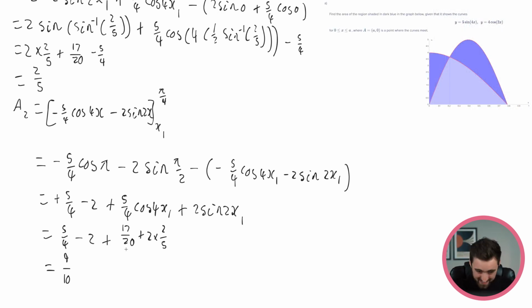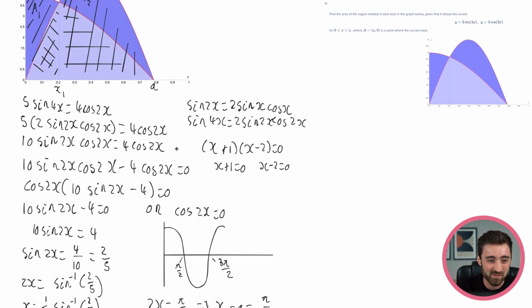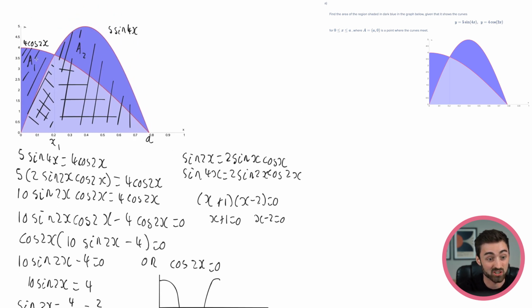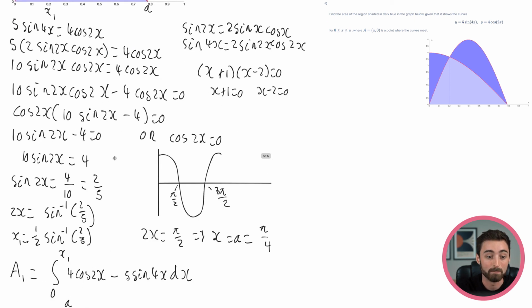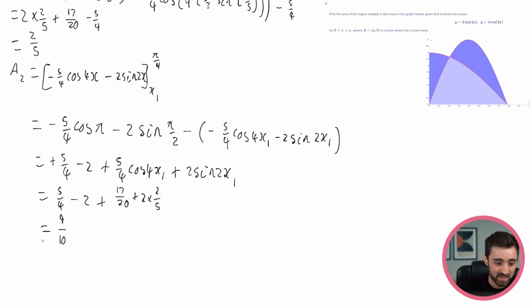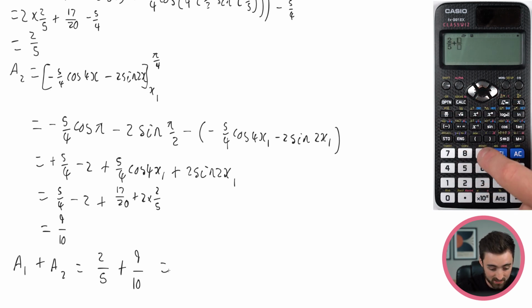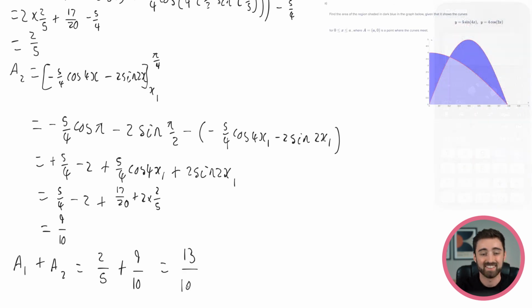Are we done? Not quite, but we are so close. Look how much maths we've done in one question. So the total area that I want is just going to be the A1 plus the A2, isn't it? Meaning that the final answer is going to be A1 plus A2, which is 2 over 5 plus 9 over 10, which I get to be 13 over 10. Pretty horrible. Pretty horrible. Okay, so that was that.